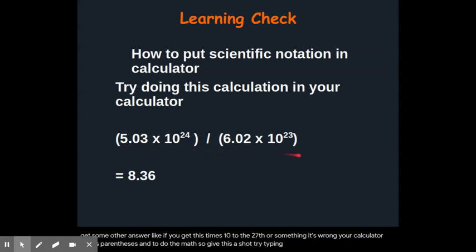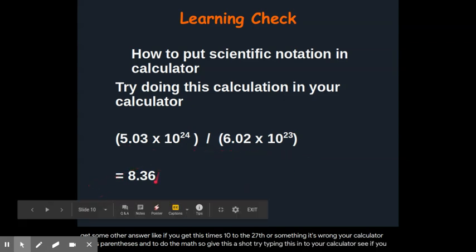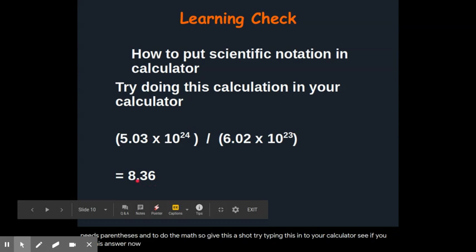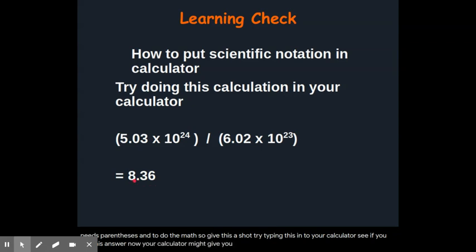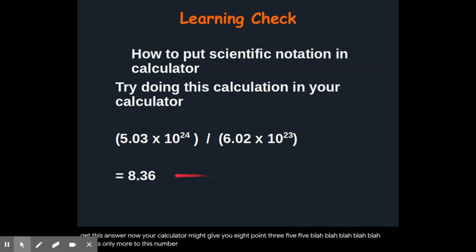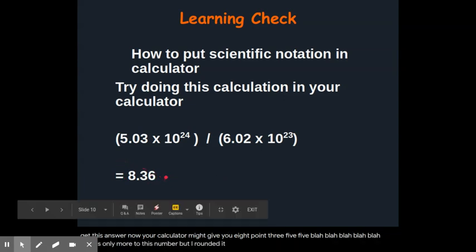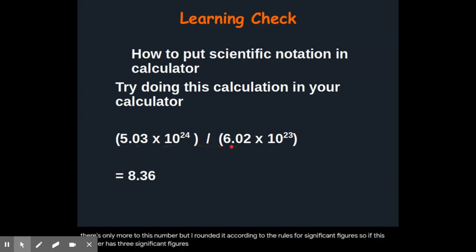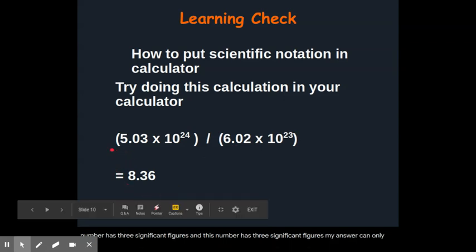Try typing this into your calculator. See if you get this answer. Now, your calculator might give you 8.355, blah, blah, blah. There's definitely more to this number, but I rounded it according to the rules for significant figures. So if this number has 3 significant figures and this number has 3 significant figures, my answer can only have 3 significant figures when we're multiplying or dividing.